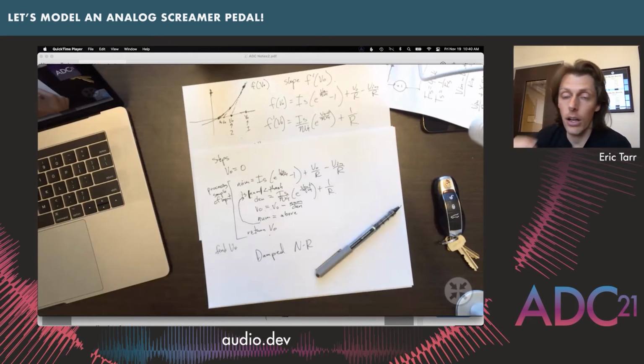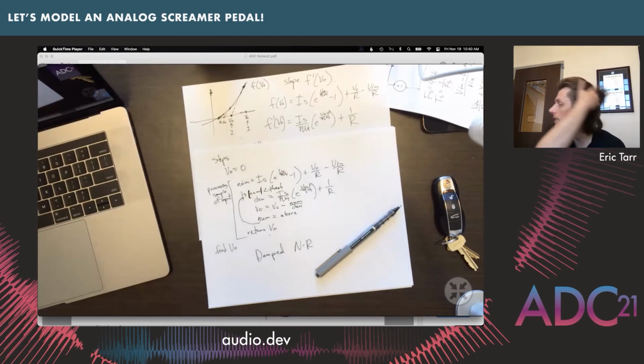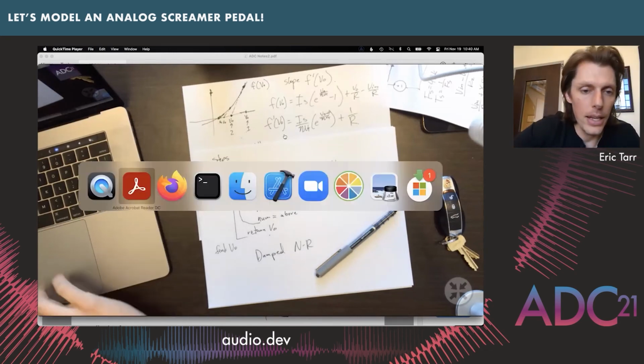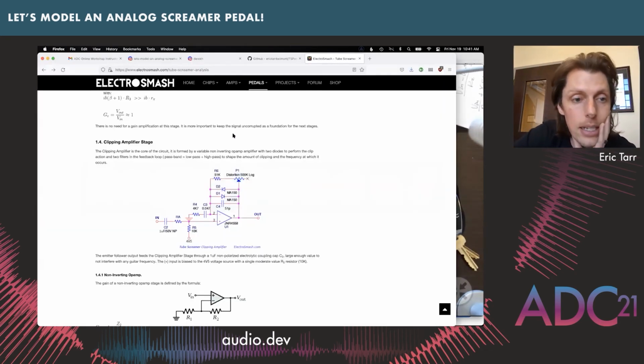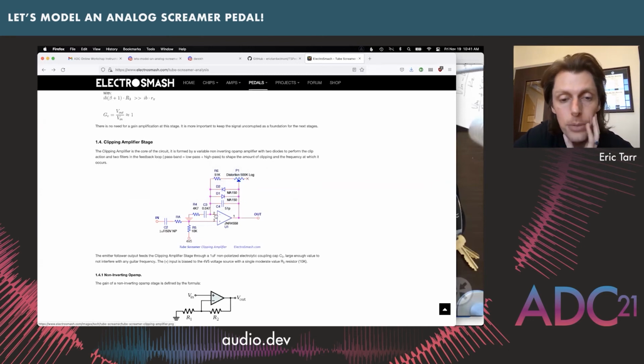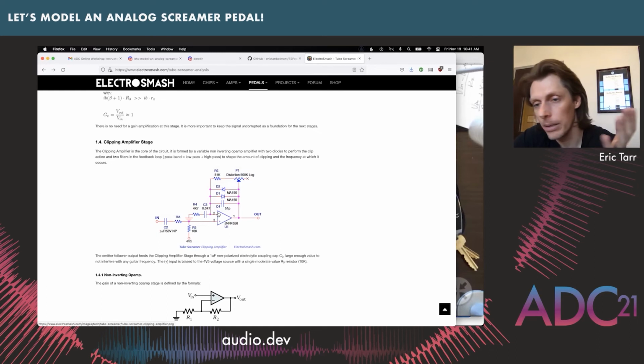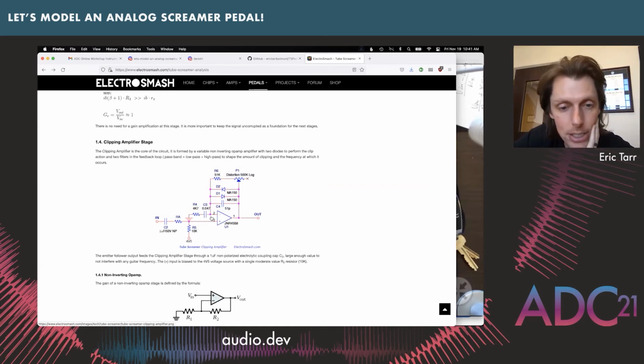Okay, so now I need to talk about how we're going to use this in the circuit for the tube screamer. So here's our circuit. It's way more complicated than the example that I just gave you. We have resistors, capacitors, and we have diodes. We have a potentiometer that we need to deal with.